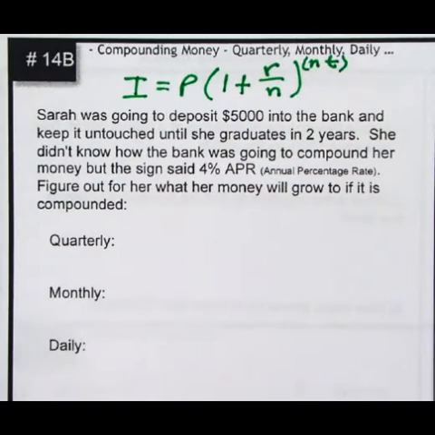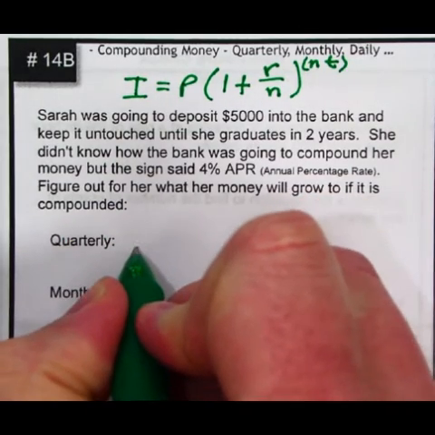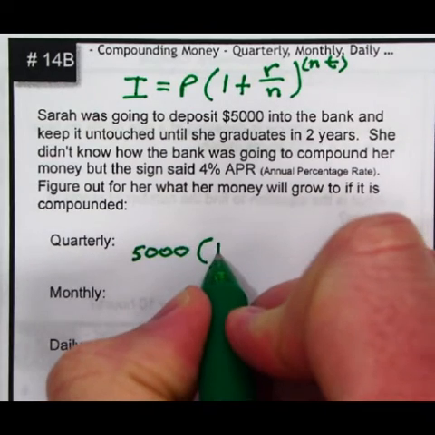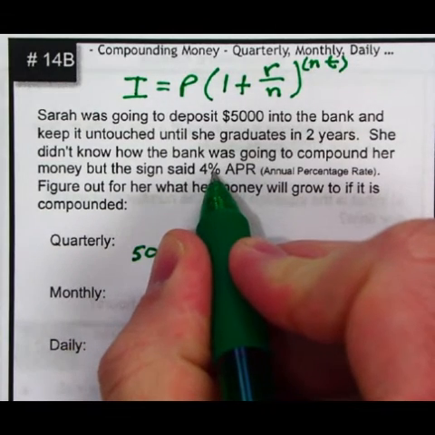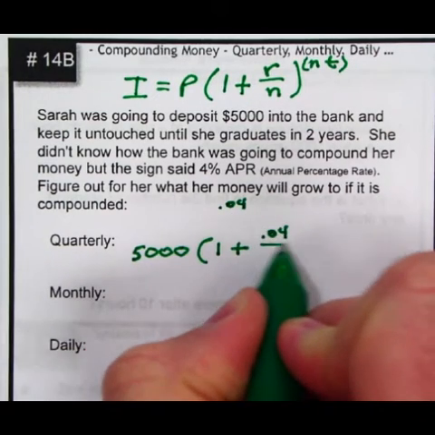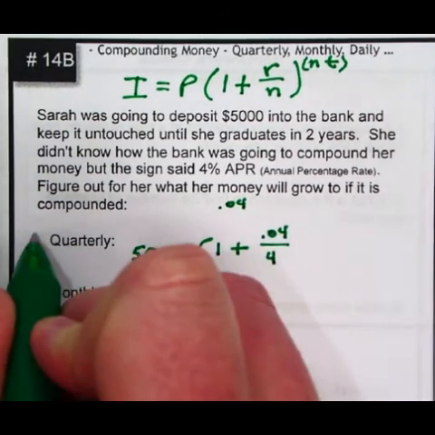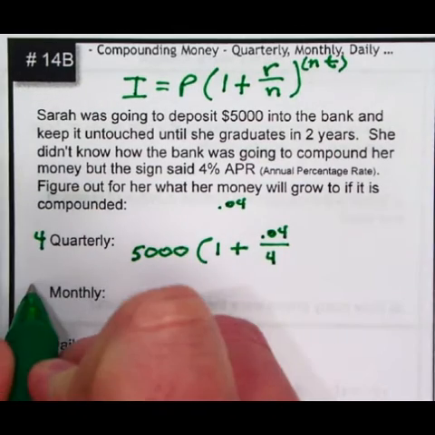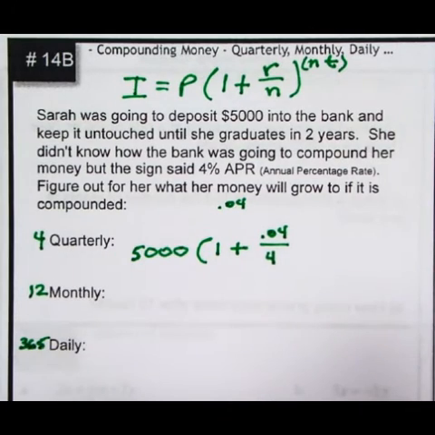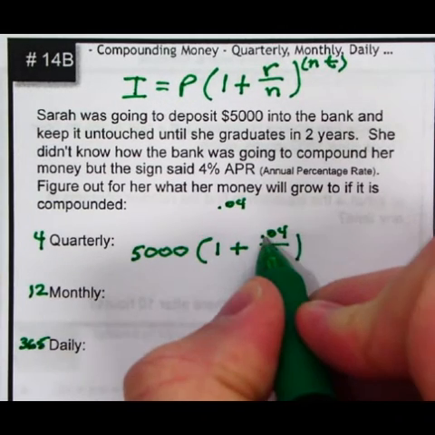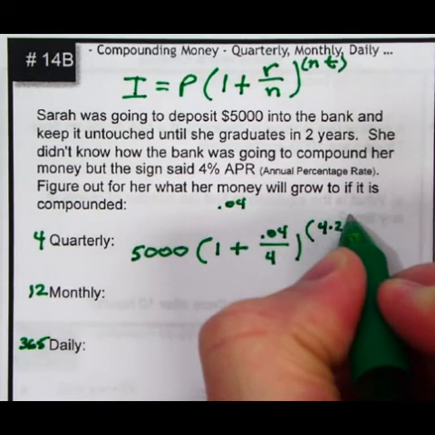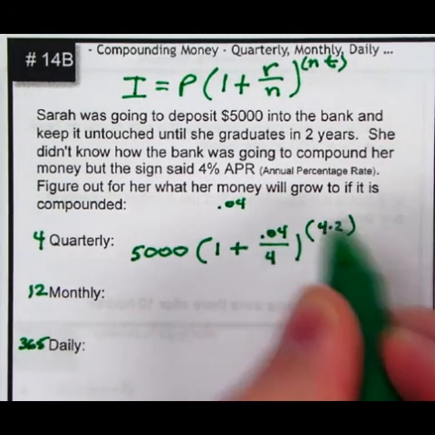The equation then would be, for the first one, a $5,000 investment, and that's my money in the bank, times 1 plus my rate as a decimal. 4% is 0.04. That's just my rate, 0.04, divided by the number of compounds. Quarterly is 4 times a year. Monthly is 12 times a year. Daily is 365 times a year. So 0.04 divided by 4, and then up in the exponent, 4 quarters for 2 years, and that's going to get compounded 8 times.